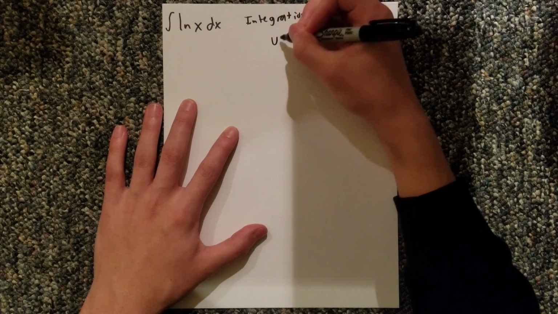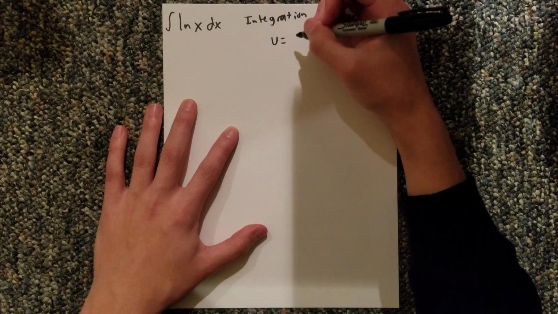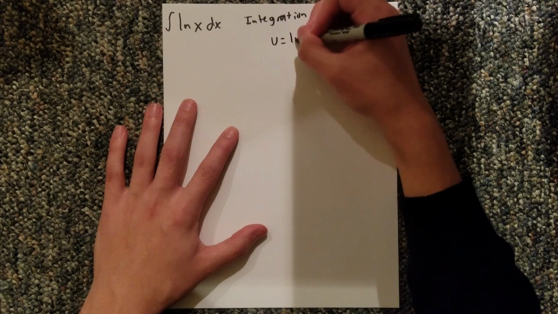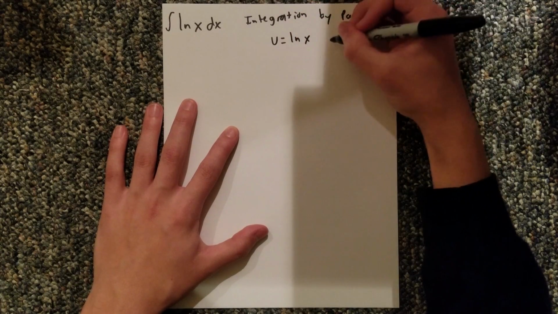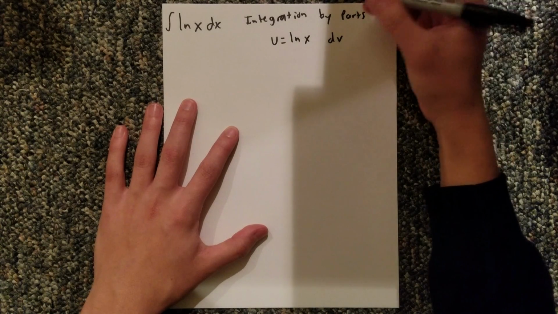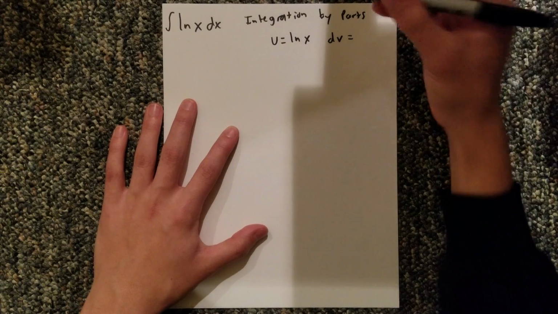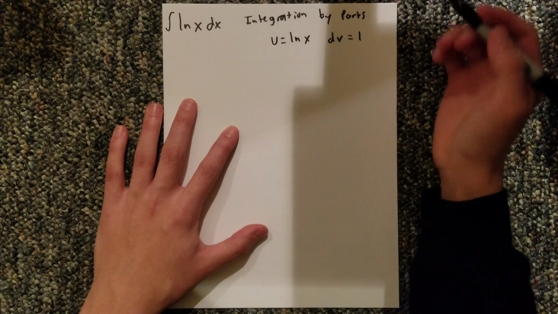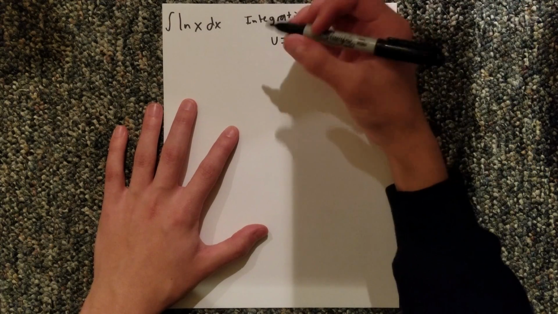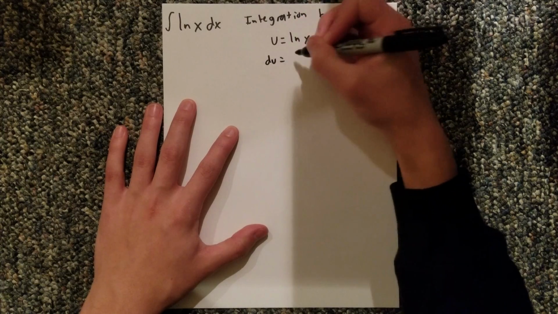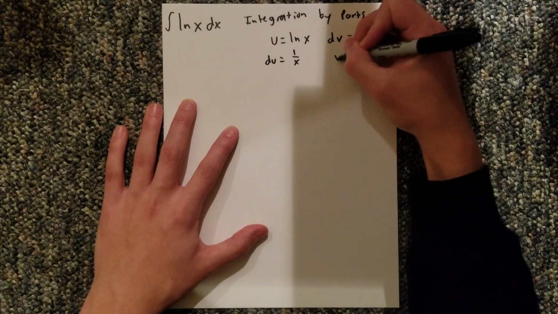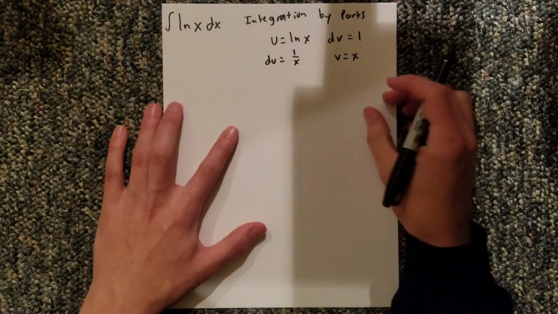So u is going to be ln x, and your dv is going to be 1. And it'll make sense why in a little bit. So then your du equals 1 over x, and v equals x.